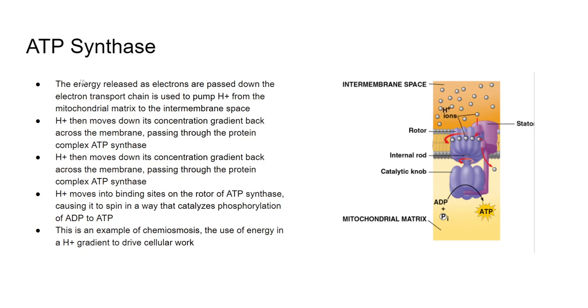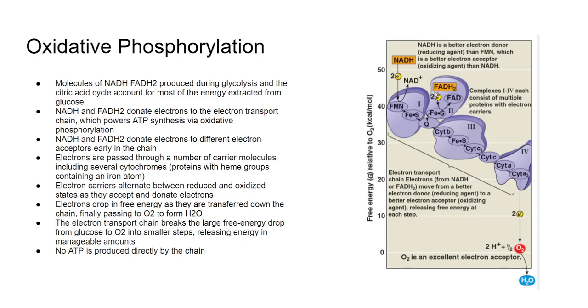So essentially, the energy released as electrons are passed down the electron transport chain is used to pump H plus from the mitochondrial matrix to the intermembrane space. So if we look back here, as the electrons are being passed, NADH is being oxidized into NAD plus. These H plus protons, which are on the inside, are going to use the energy of this redox reaction to pump themselves outside of the cell.